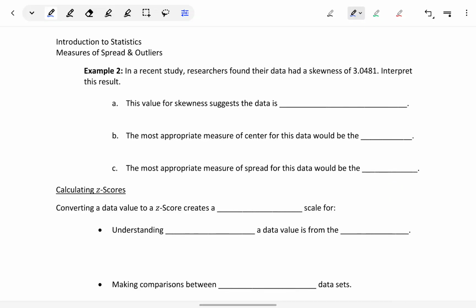In example 2, another scenario where the data has a skewness of 3.0481. That's clearly greater than or equal to positive 1. So we would say that in this case our data is highly right skewed.